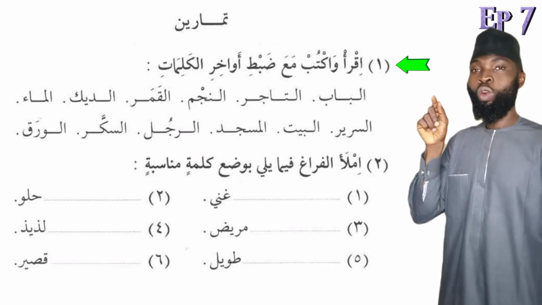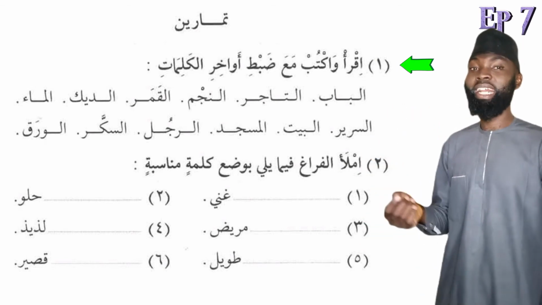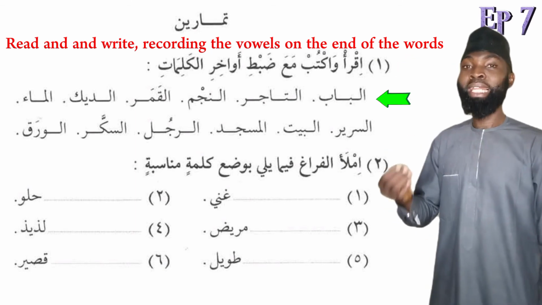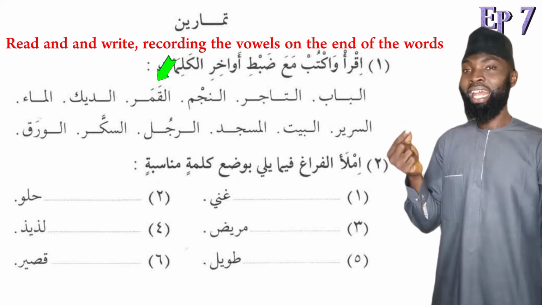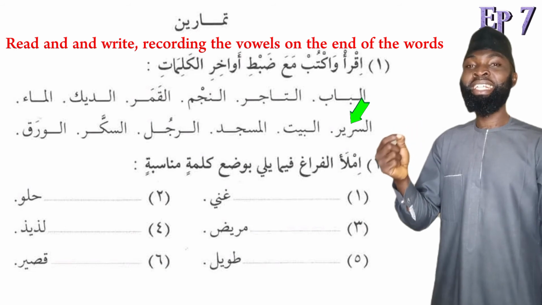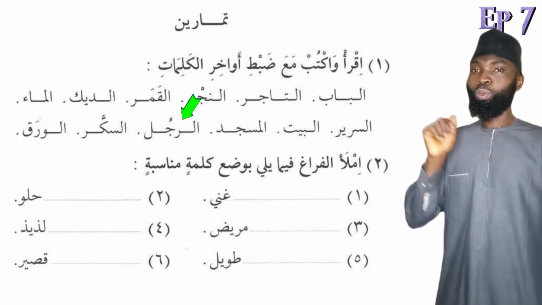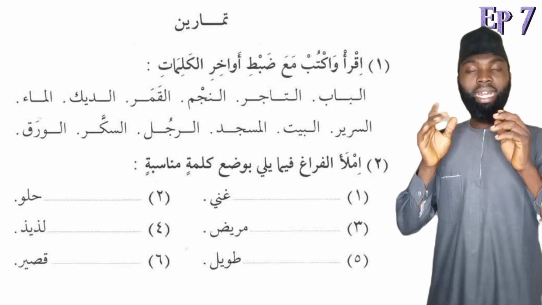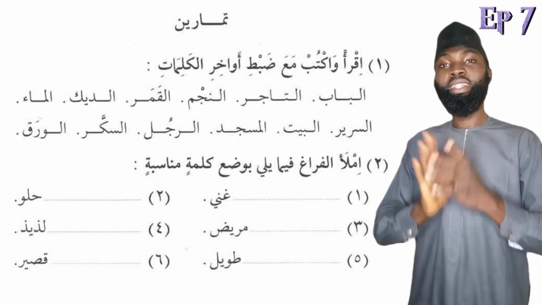So we have iqra wa-ktub ma'a dabti awakhiril kalimat. You should understand this by now. Iqra wa-ktub, read and write, ma'a dabti awakhiril kalimat, by recording the ending vowels, as in the ending of each of the words. We said it earlier. So we have al-babu, at-tajiru, an-najmu, al-qamaru, ad-diku, al-ma'u, as-sariru, al-baytu, al-masjidu, ar-rajulu, as-sukkaru, al-waraqu. What you are required to do in this exercise is to write them out after reading them and indicate what vowel should be on the end of each of the words. MashaAllah.